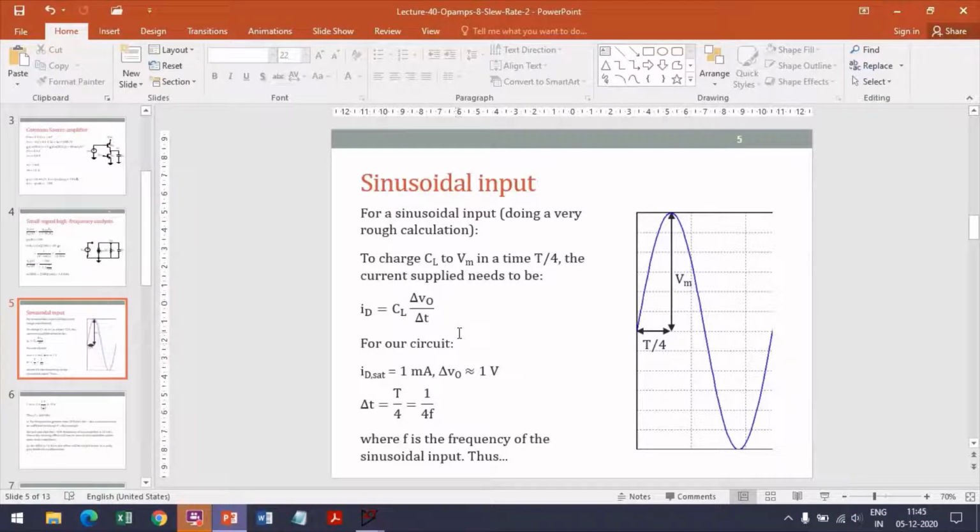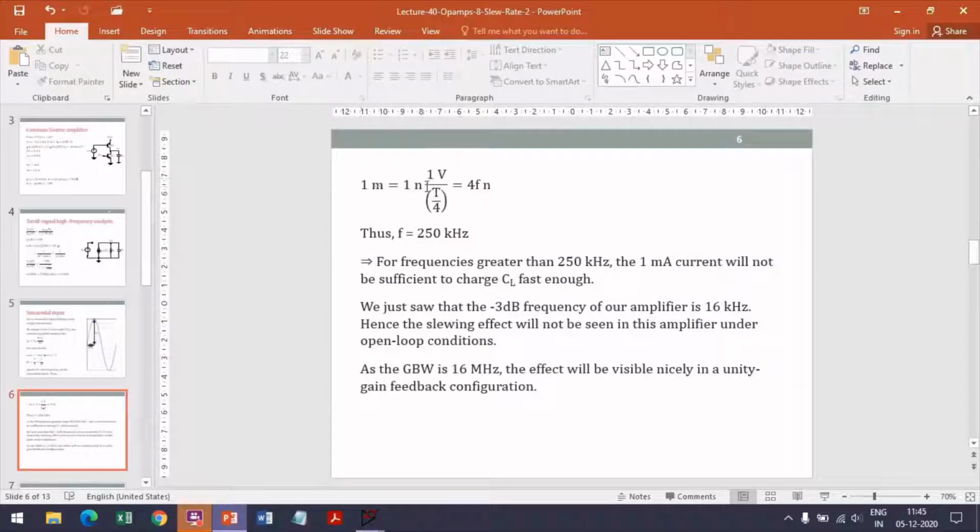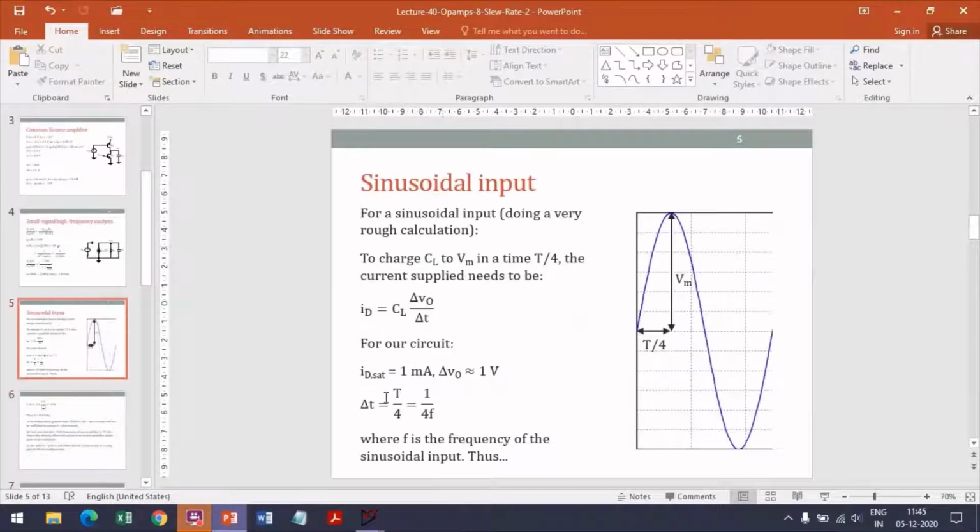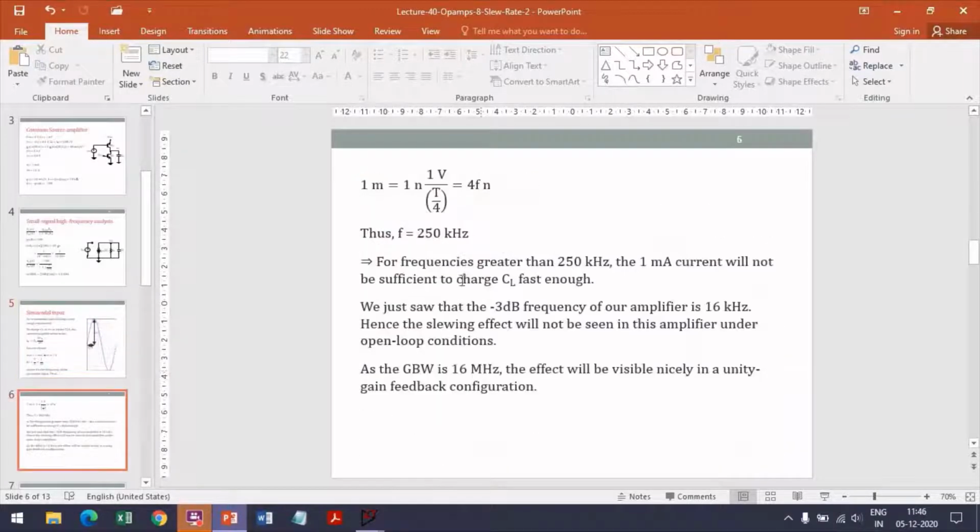So we put all of this together, then we get 1 milliamp equal to 1 nanofarad into 1 volt divided by capital T by 4. And T is 1 by F, so we get 4F nano. This comes out to be 4F, where F is the frequency, which gives us F equal to 250 kilohertz. What this is telling us is that with a 1 milliamp current available, this circuit will charge to a change of 1 volt well enough up to 250 kilohertz.